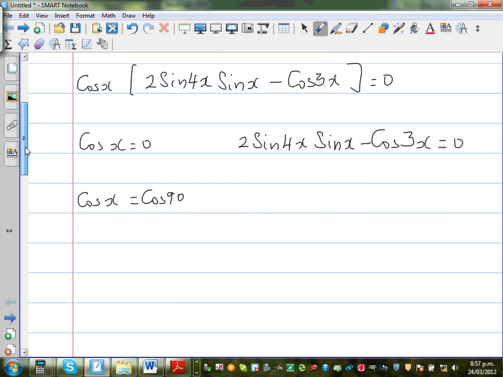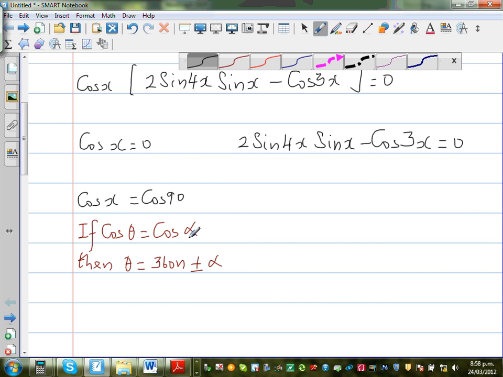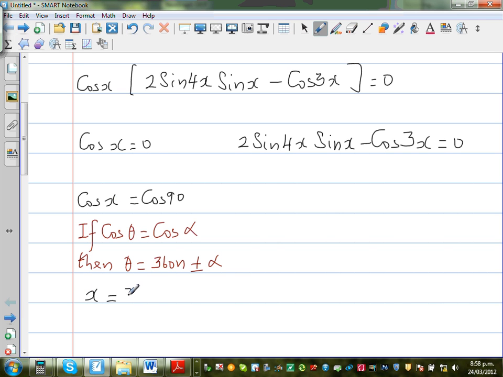Now the general formula of cos is like this. Let me write the general formula. If cos theta is equal to cos alpha, then theta is equal to, in terms of degrees, 360n plus or minus alpha. Okay, so this is the formula. Using that formula, that's why I wrote 0 as cos 90. Comparing, I can write x is equal to 360n, where n is an integer, plus or minus 90. Here you can write n belongs to I, where I is the set of integers. I'll explain that later on.